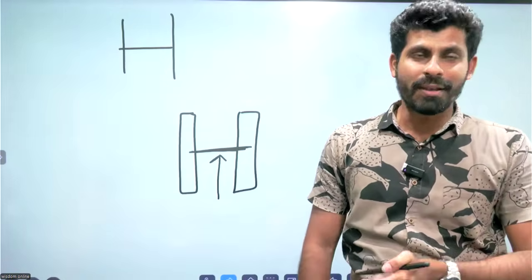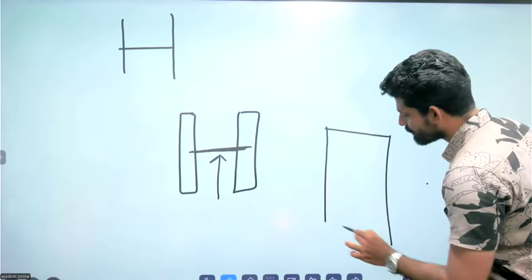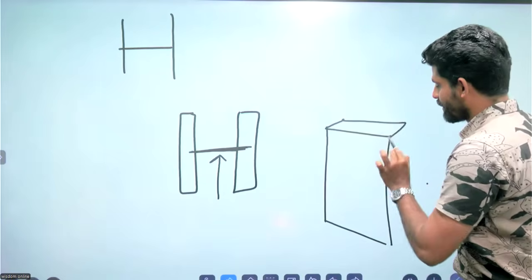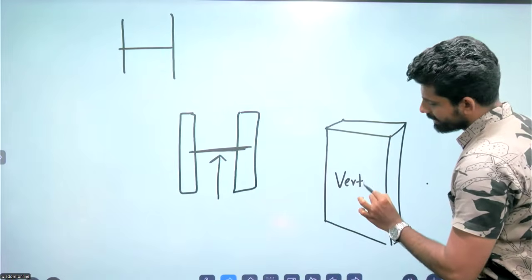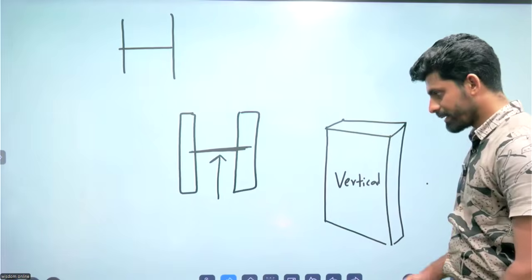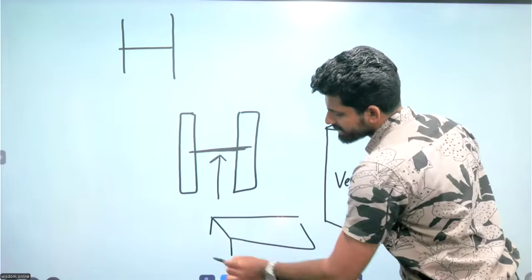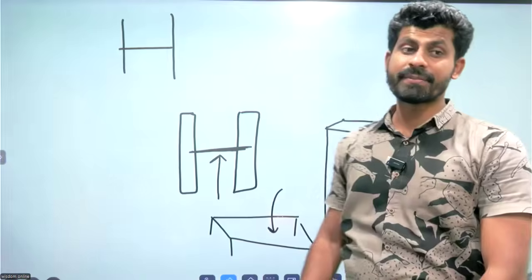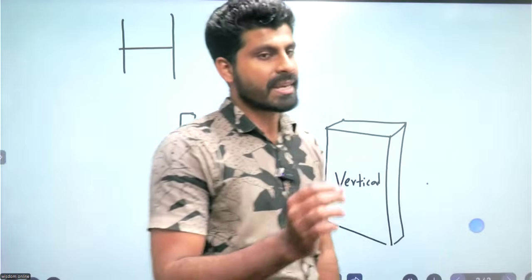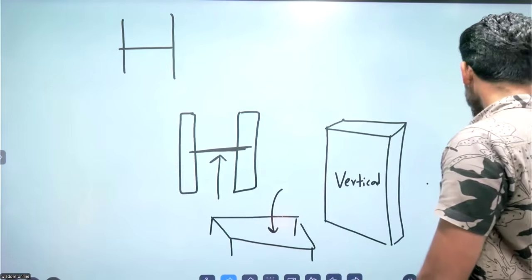This one is a wall, right? Look at the wall. This is the wall, right? Wall means vertical plane. Look at the table surface. Table surface is horizontal. Table surface, horizontal. Then okay, right? Now let's quickly move to the next one.